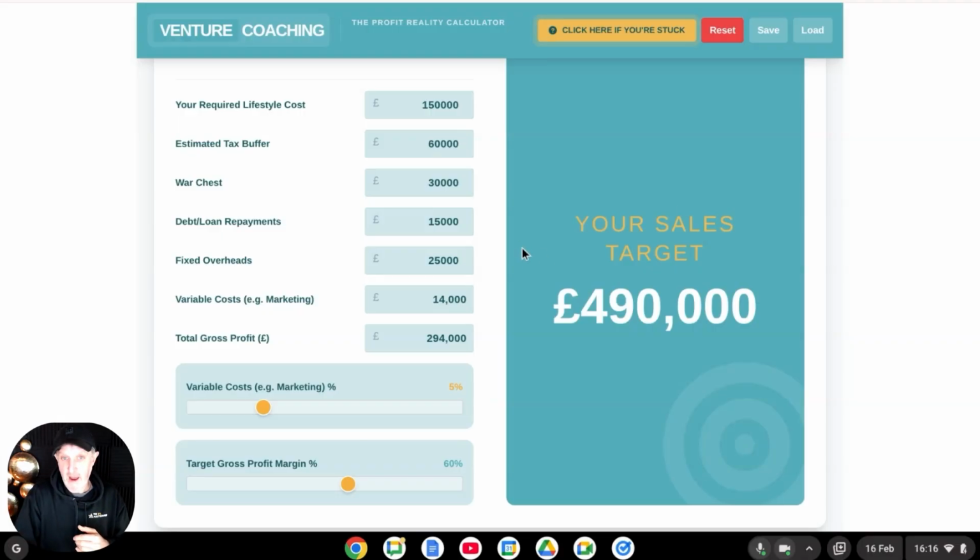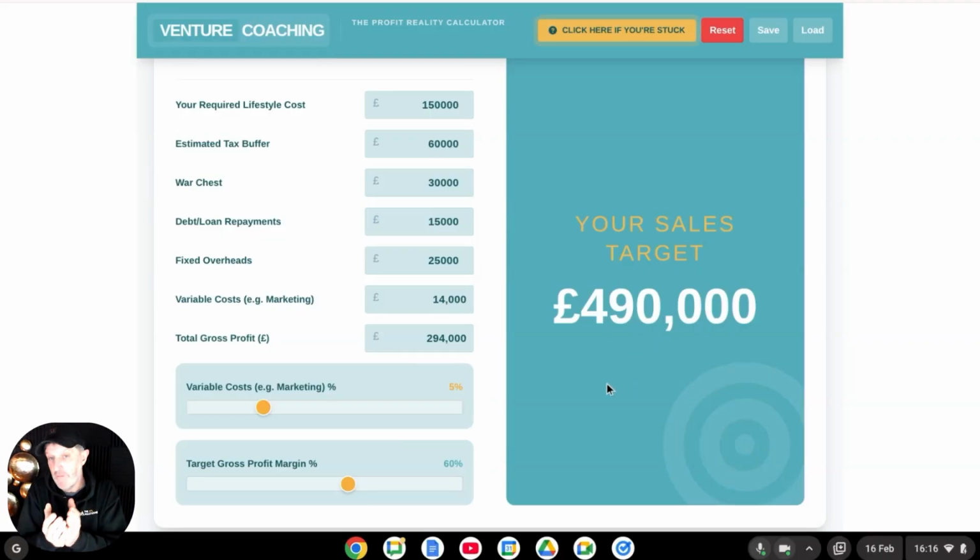So here, I'm now suggesting that the gross profit percentage is 60%. In other words, 60% of 490 is 294, out of which I'm going to pay my marketing costs, my overheads, pay off my debts, save some money, pay my tax, and there'll be £150,000 left over for me and my family. That's how we calculate it. So if I change that percentage figure, it won't change the 150, it'll only change the sales figure up or down depending on that percentage.